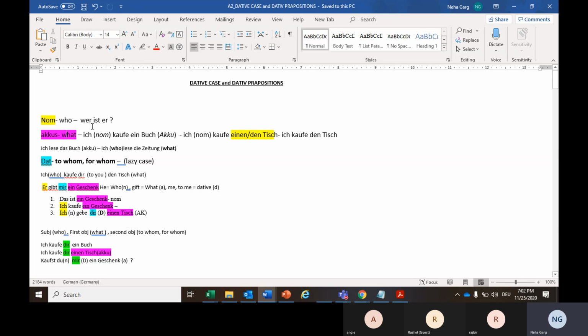For example, ich kaufe ein Buch. So here ich is nominative, we all know, and then ein Buch is accusative. So nominative is who is buying a book, and accusative, what am I buying? I am buying a book. So ich nominative, book accusative.